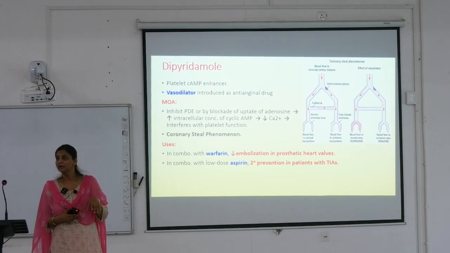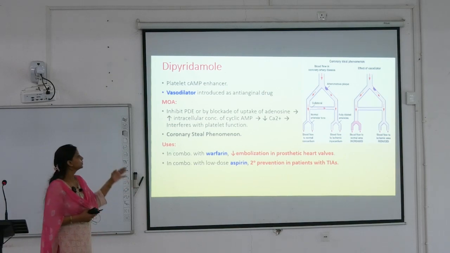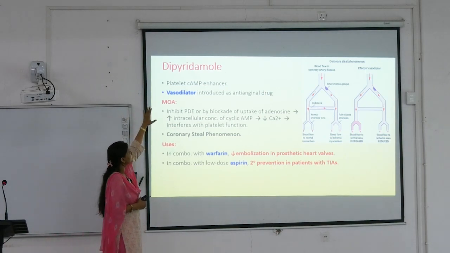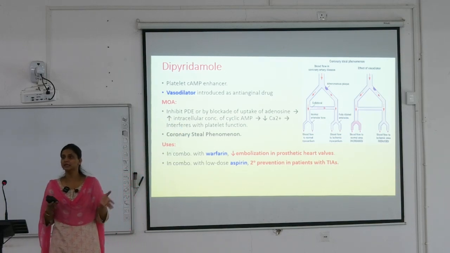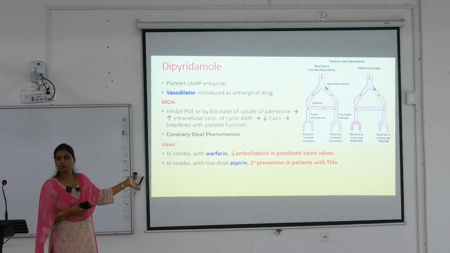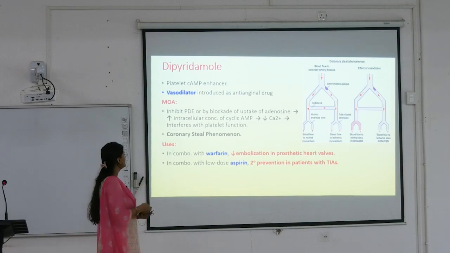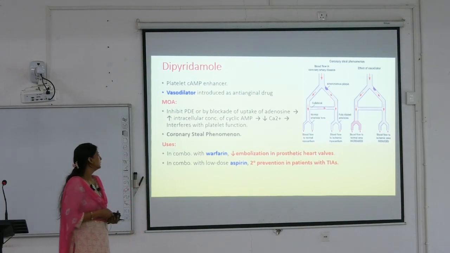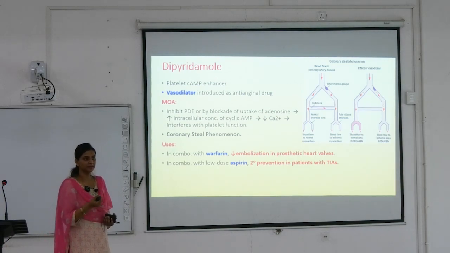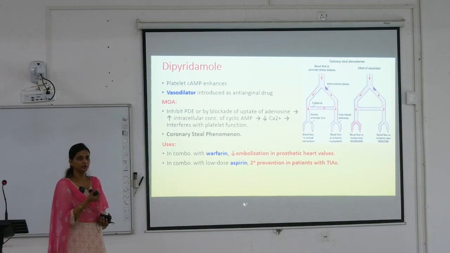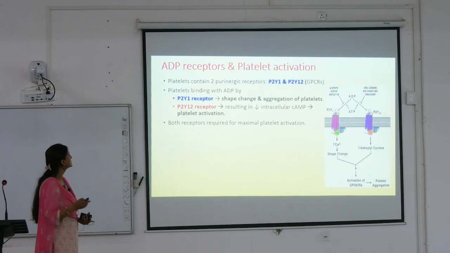It has been covered in cardiology, and it will be taught in angina too. So dipyridamole is a vasodilator which was actually introduced as an anti-anginal drug because of the coronary steal phenomena, but it can also be used as an antiplatelet drug. It can also be used for secondary prevention in patients with transient ischemic attack, those who have repeated ischemic attacks, transient, lasting for a few seconds. Low dose aspirin is given to those patients.